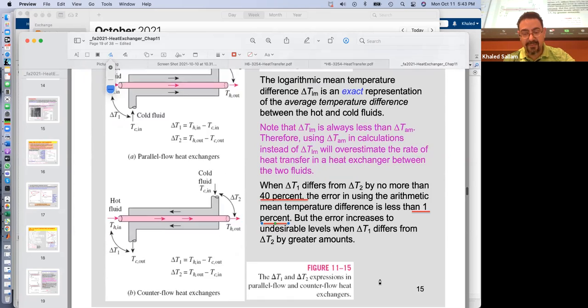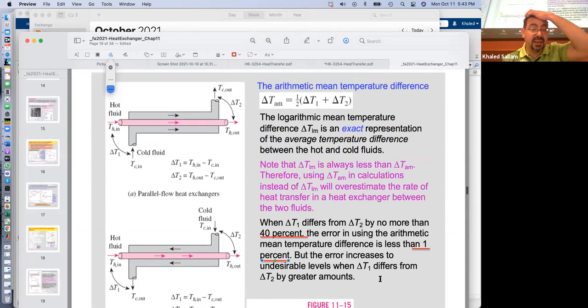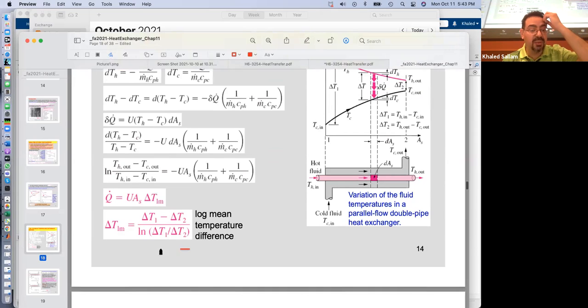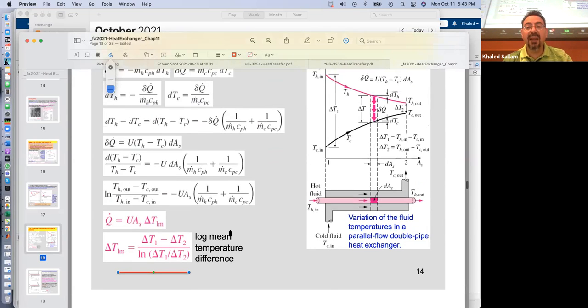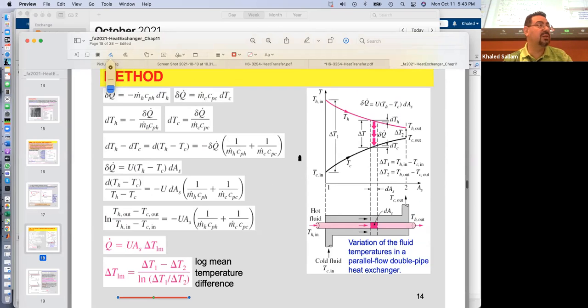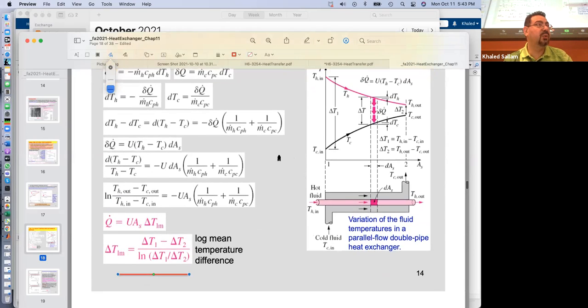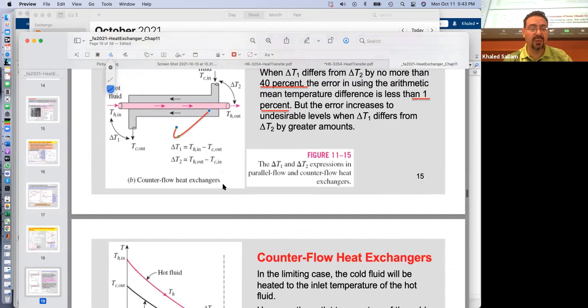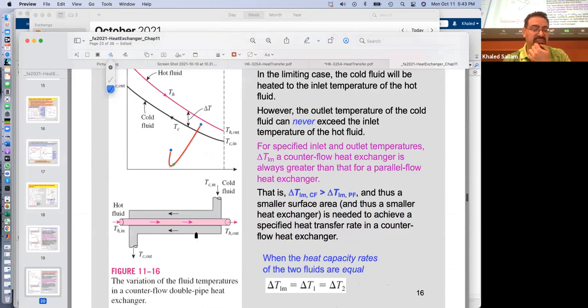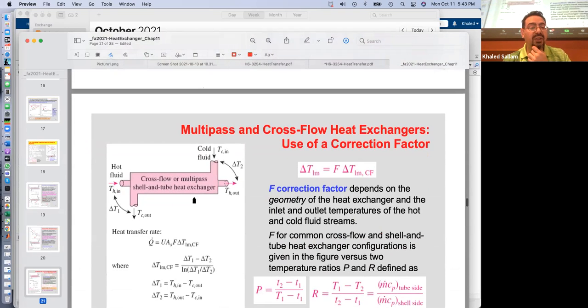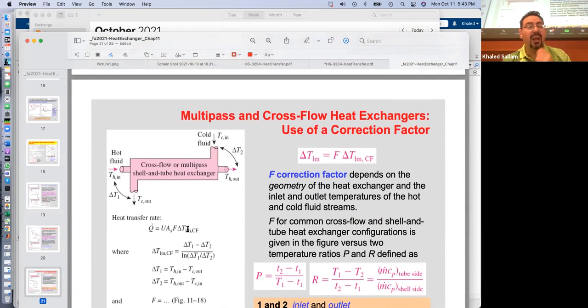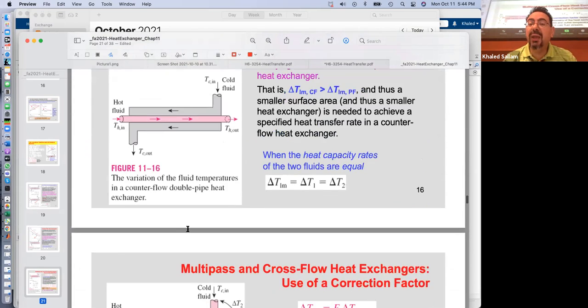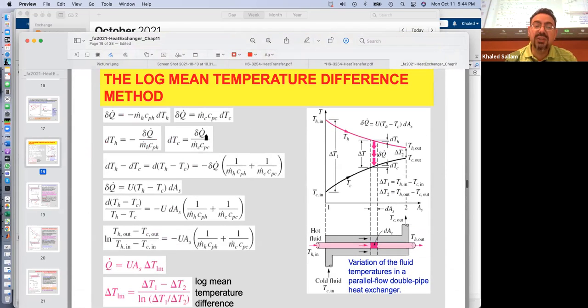Make sense? Okay, so this definition of logarithmic mean temperature difference is only valid for parallel flow, which sucks, we said that last time, we should never do parallel flow, and counterflow, we should always try to do counterflow. This is really great. But for other configurations, like cross flow and shell and tube, you cannot use this derivation on them.